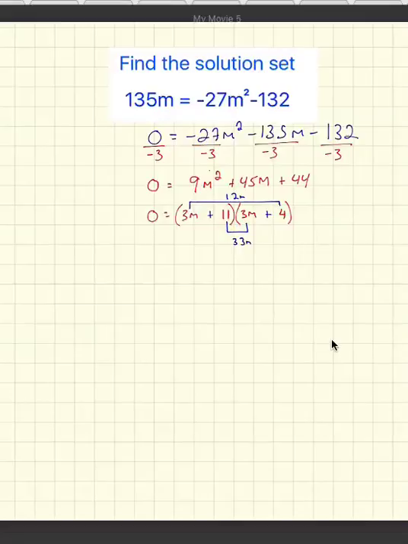Now, it's not our final solution, but we know that 3m plus 11 is equal to 0 some of the time, and the rest of the time 3m plus 4 is equal to 0. So we're going to solve for both of those. So 3m plus 11 is equal to 0. Subtract 11 from both sides. We get 3m equals negative 11. Divide both sides by 3, m is equal to negative 11 thirds.